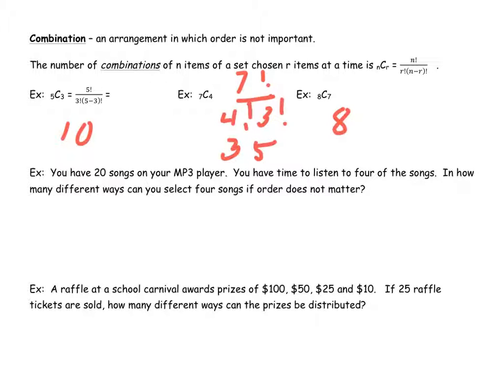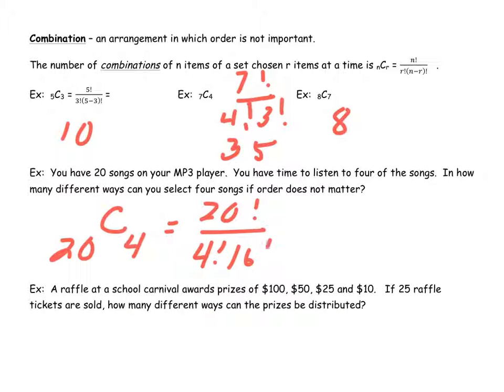So, example of a word problem here. You have 20 songs in your MP3 player. You have time to listen to 4 of the songs. How many ways can you select 4 songs if order does not matter? Since the order doesn't matter, you just want to pick 4 songs. We're going to do 20C4. And that would be 20 factorial over 4 factorial, 16 factorial. Or if you figured out how to use that nCr button, you can enter it directly, and you should get 4,845.